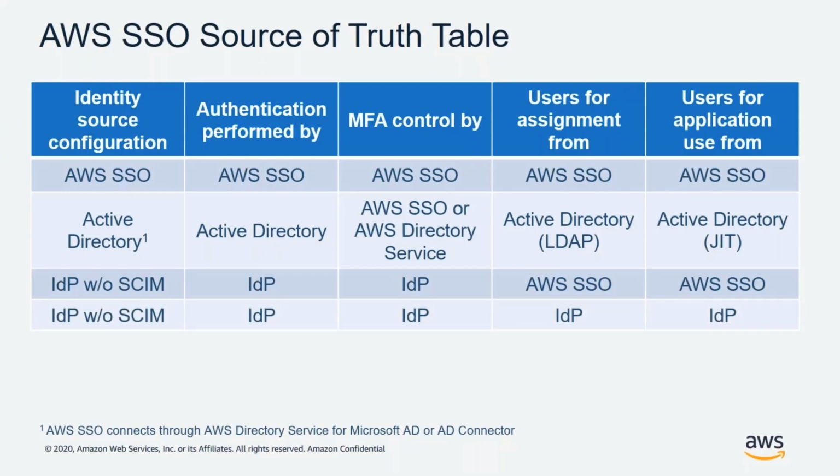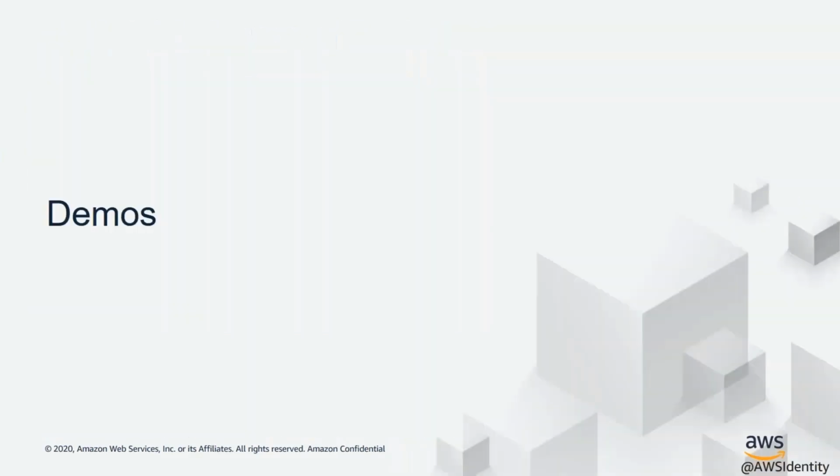Finally, if you use the SAML IDP with SCIM synchronization, the IDP is the source of truth for authentication, MFA, user information for assignments, and user information for application use. Let's show how this appears to the AWS SSO administrator through some demonstrations.